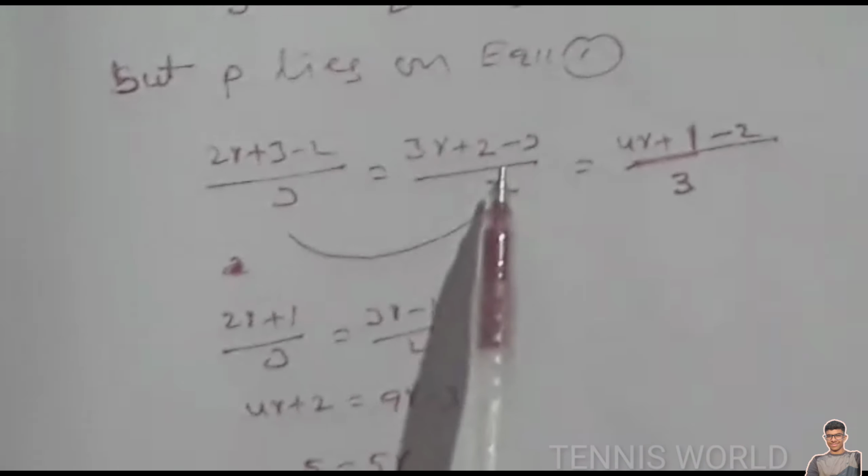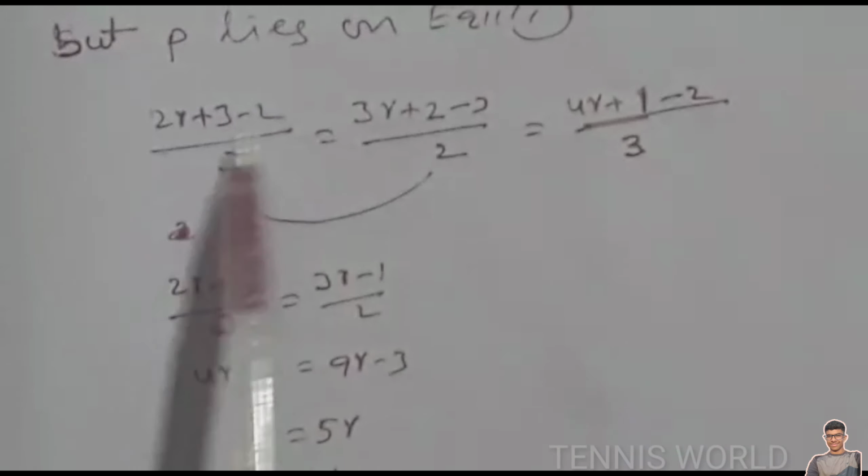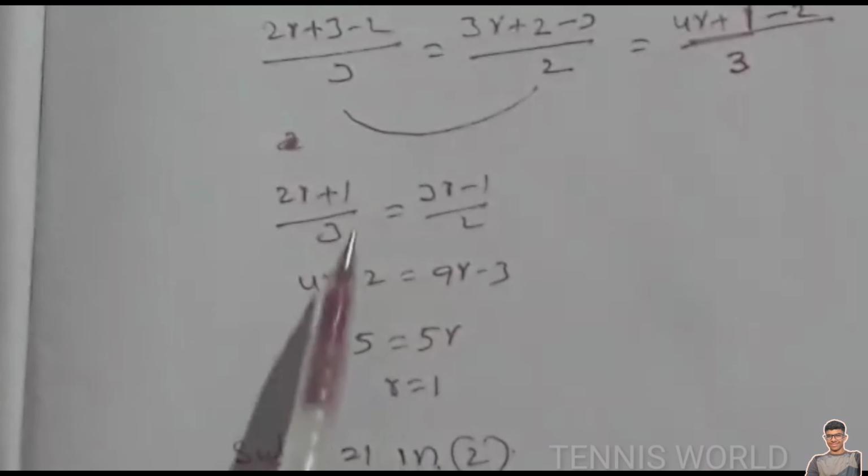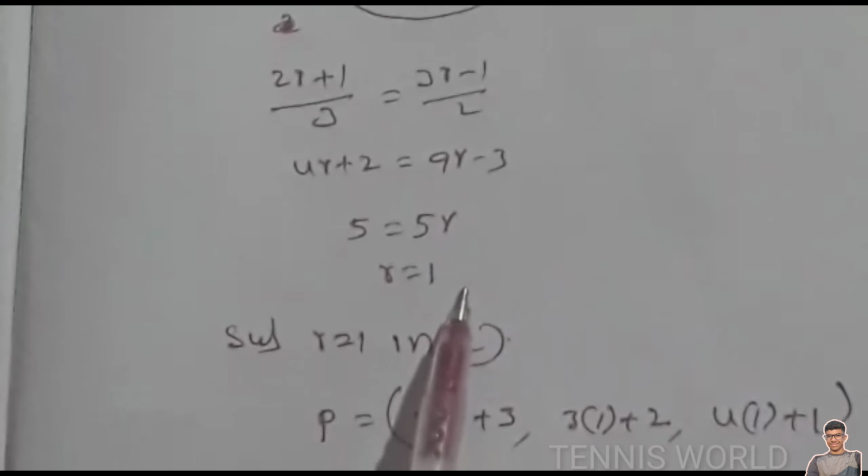After that, you can equate either these two pairs or these two pairs or these two pairs also. Any two pairs we have to equate. So like that I equated. Now do the cross multiplication. After cross multiplication, I got the r value as 1. What is the point P? The point P is this.